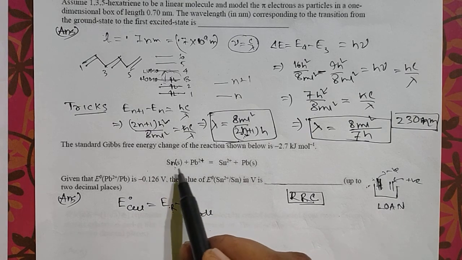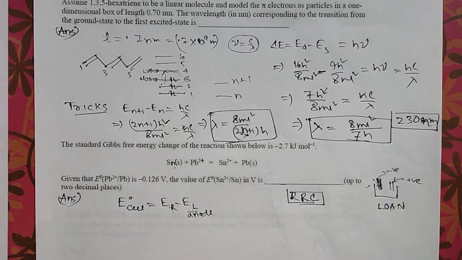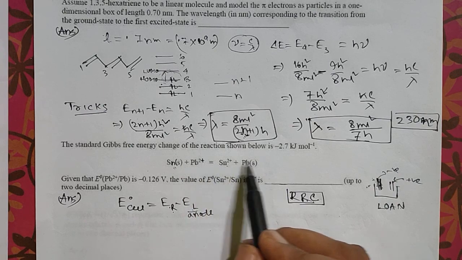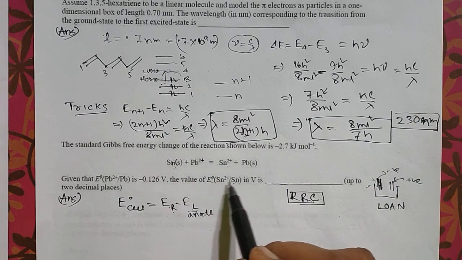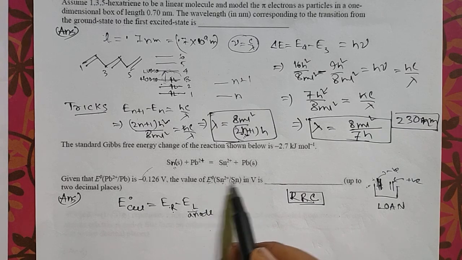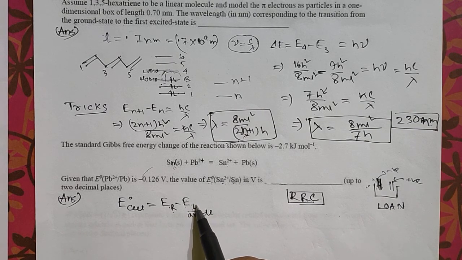See here, Sn2+ oxidation means anode, and this is the reduction, so cathode. So this is the anode system, and they asked about this system, E left actually.